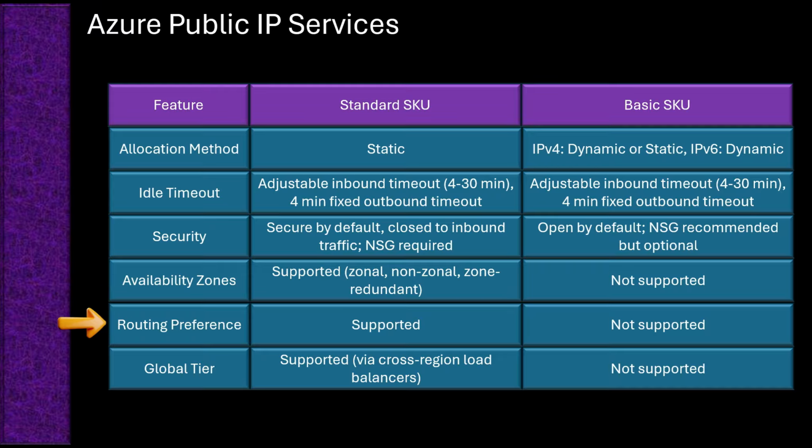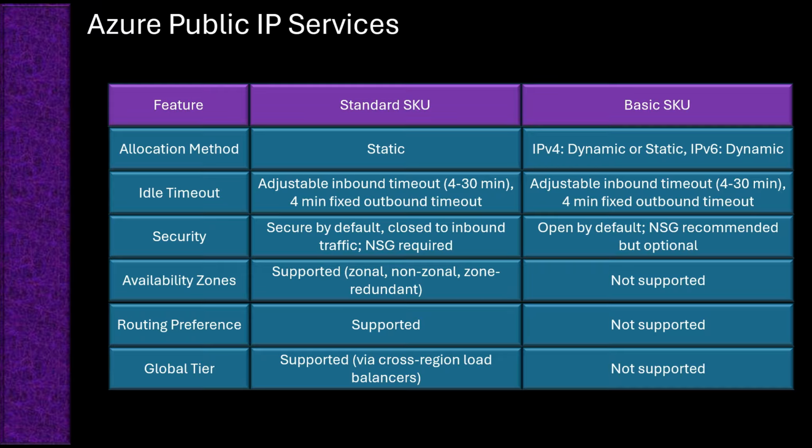For routing preference, standard SKU provides routing preference to control how traffic flows between Azure and the internet, which offers more control over traffic routes, whereas basic SKU does not have routing preferences. For global tier, only the standard SKU supports a global tier of IP addresses, which enables cross-region load balancing for global applications, whereas basic SKU does not support this feature.